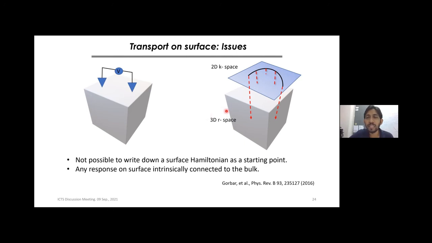It's slightly more complicated than before, because as I told you, on the surface, the state that lies in the Fermi arc is intrinsically leaking into the bulk. There is no scale on which you can separate it out from the bulk, which means that there is no way that I can write down a surface Hamiltonian purely as my starting point and then turn the machinery on. Any response on the surface must be intrinsically connected to the bulk. Okay, but still it's a well-posed question. We can ask, what is the response on the surface?